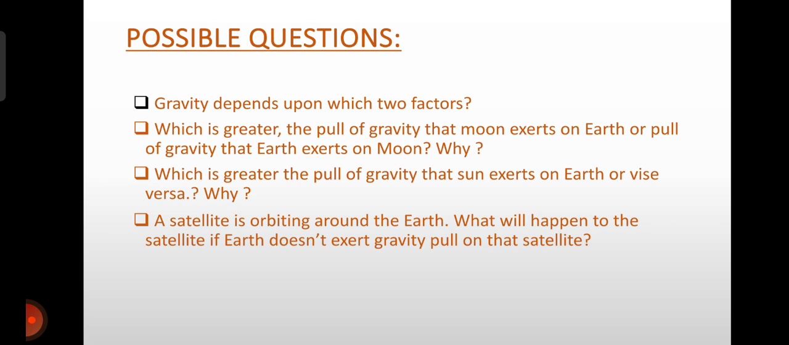A satellite is orbiting around the earth. What will happen to the satellite if earth doesn't exert gravity pull on that satellite?